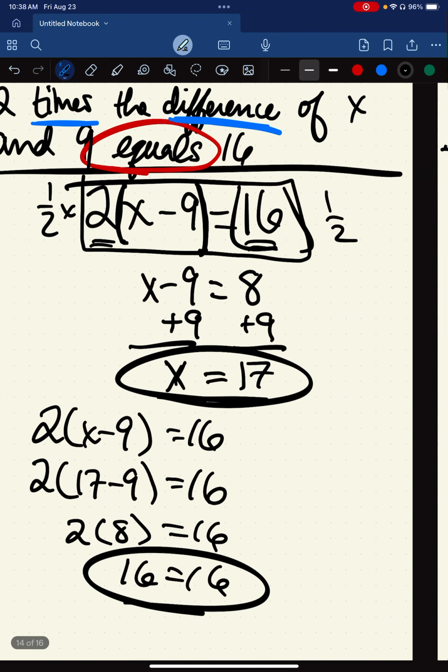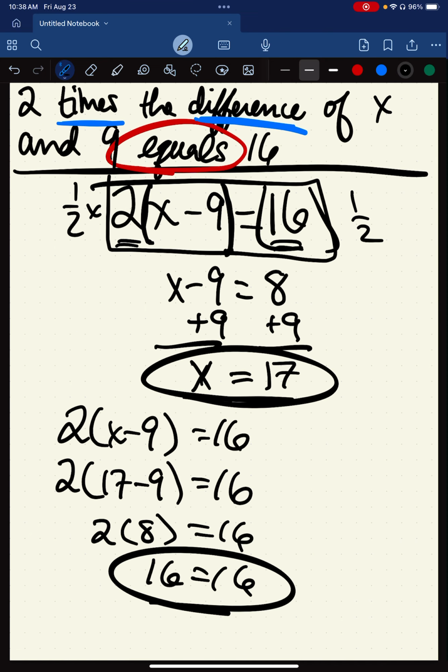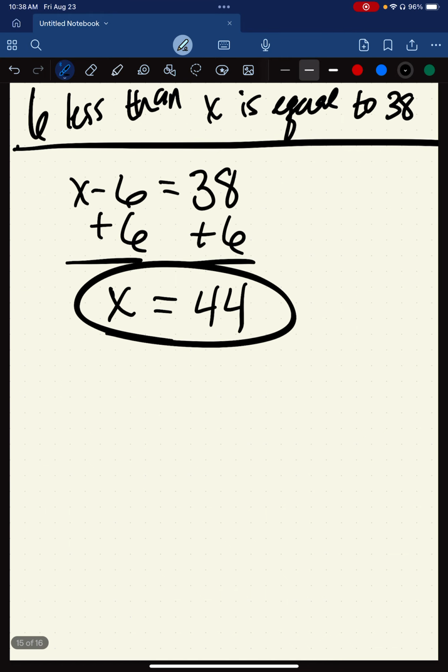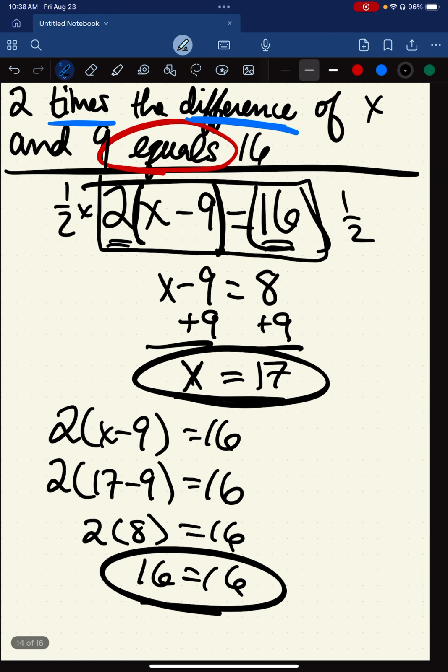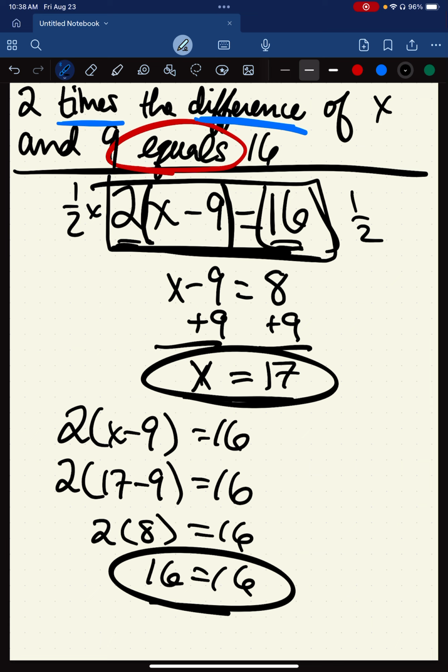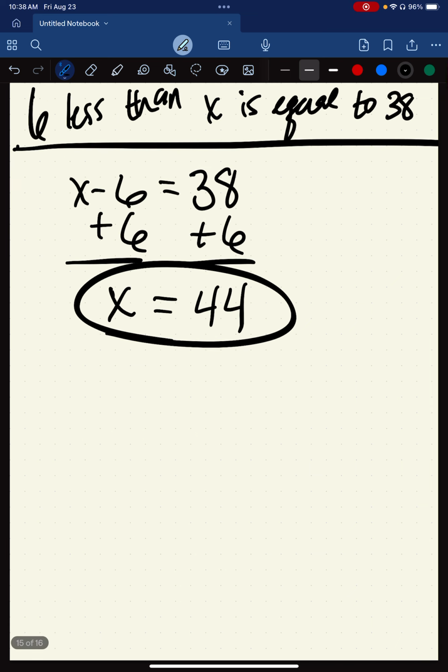So that's how you set up these one-step equations. We even, like I said, went through a two-step equation, which is something we'll be dealing with more in the future. But for right now, just know how to take these word problems, set up the equation, like what we did here. Even though it's a two-step equation, just make sure you know how to set up those equations. And then also, whenever we have these 6 less than x is equal to 38 types of word problems, know how to set those up and solve them.